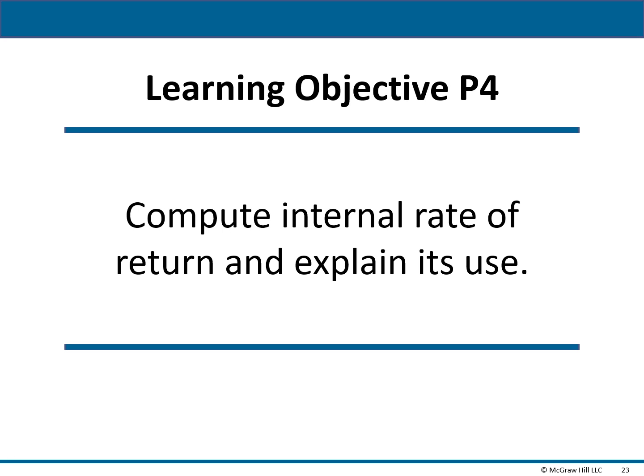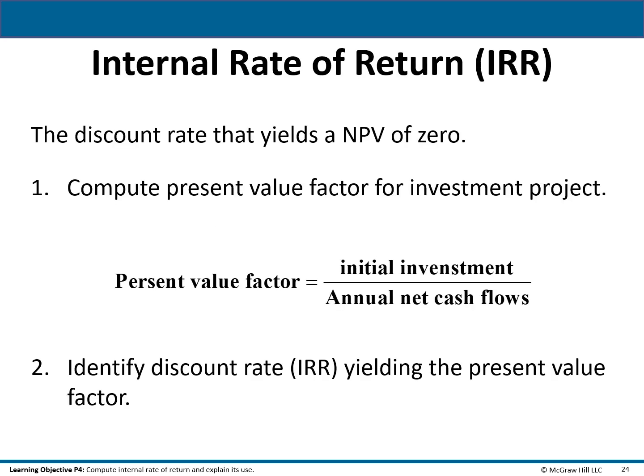Okay, finally, we're going to look at computing the internal rate of return and talk about when to use it. This is another way to evaluate capital investments. It's called the internal rate of return, or the IRR. This equals the discount rate that yields an NPV of 0 for an investment. Stated another way, if we compute the total present value of a project's net cash flows using the IRR as the discount rate and then take out the initial investment, then we would get a 0 net present value.